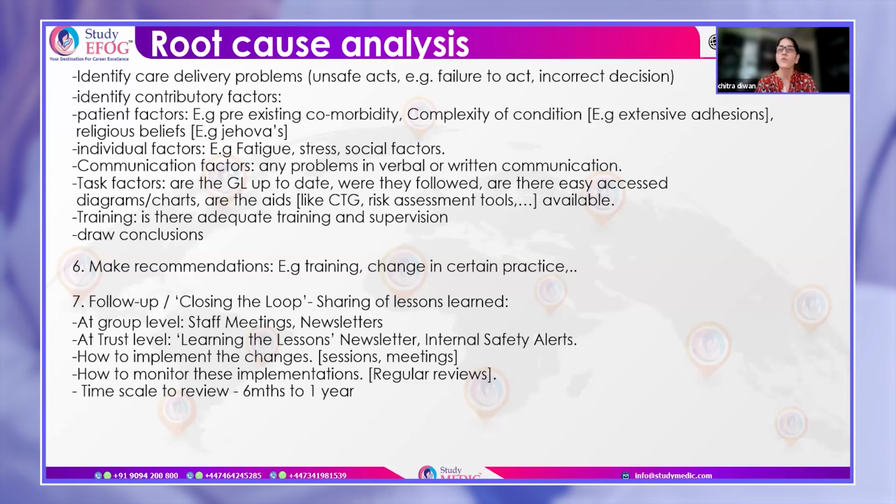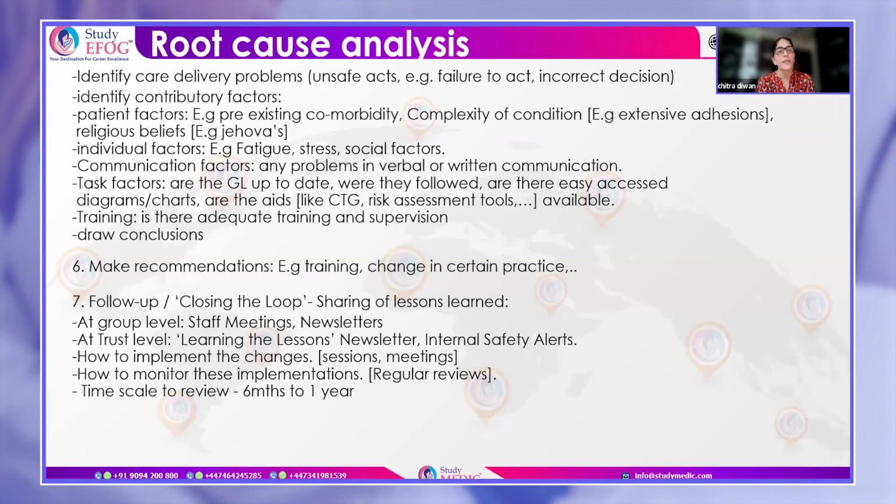So once you have made a note of all this, then you can come to your conclusions. Now, after you have made a conclusion, you have to make recommendations. The recommendation would be like either you have to change a certain practice that is being followed in the hospital, or maybe the doctors and the midwives need more training. Now, it's not enough that you make the recommendations. You have to follow up, or close the loop, or share the lessons learned so that everyone is aware of all the mistakes that have happened and how you are going to correct the mistakes. So how do you share the lessons learned?